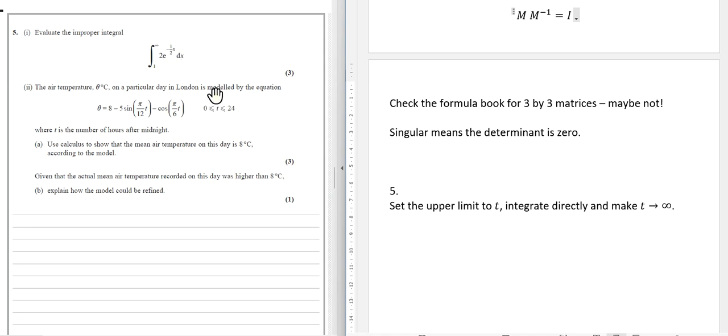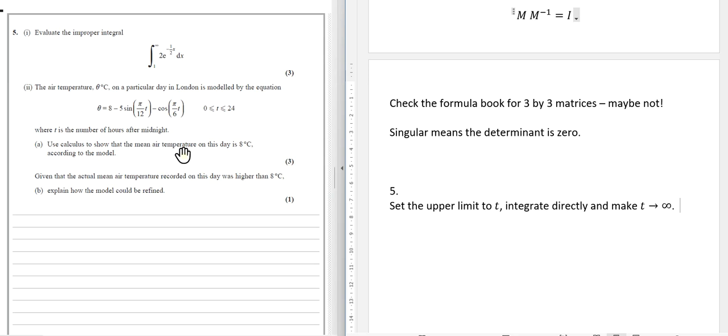So we can integrate it using inspection, reverse chain rule, or if you really want, you could do a substitution, u equals minus a half x, and it will come out quite simply. The next bit seems to be a bit of a phase shift. They're then talking about sines and cosines. Use calculus to show the mean air temperature on this day is 8 degrees according to the model.